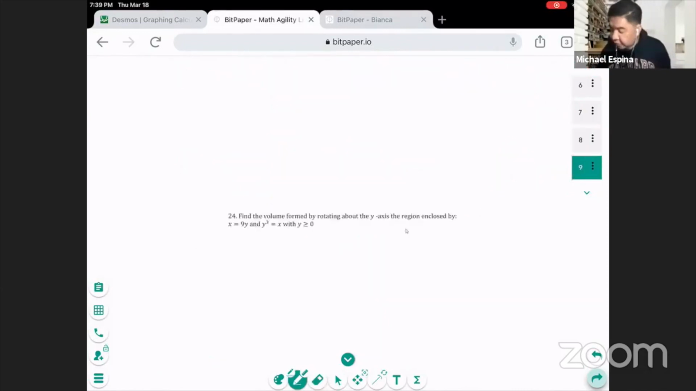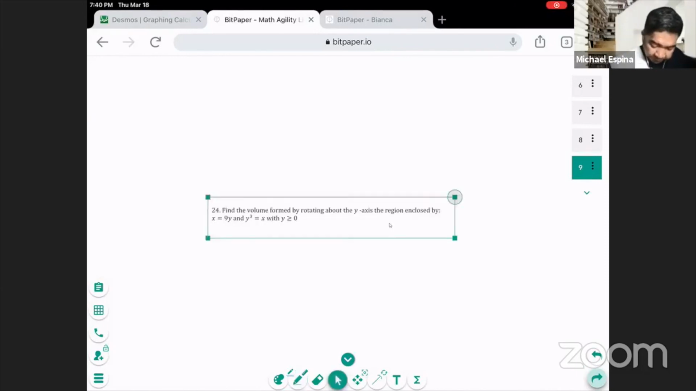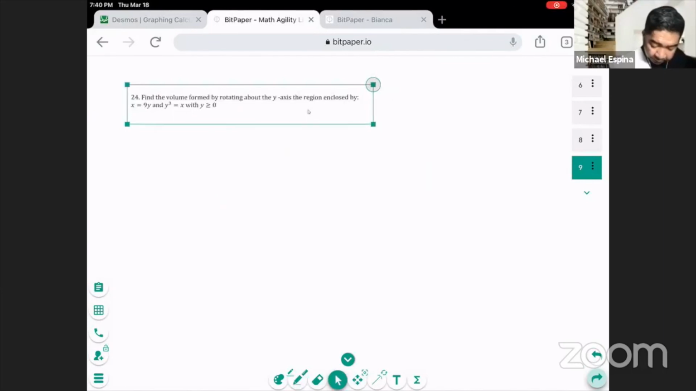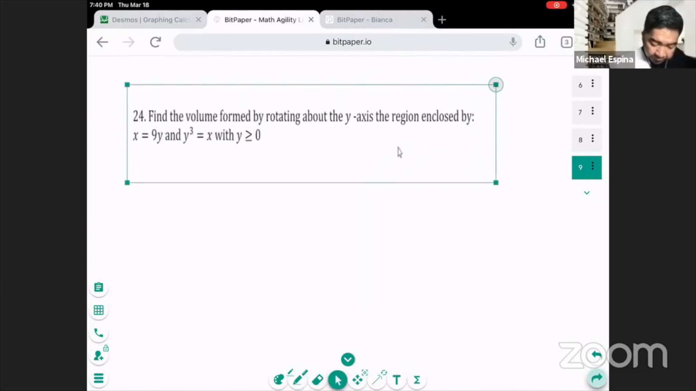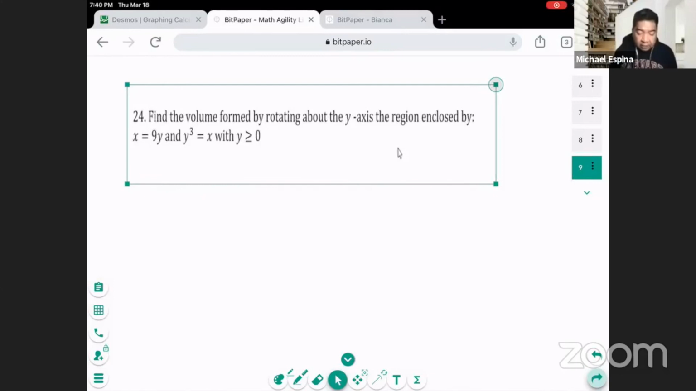Okay, last question. This is actually problem number 10, from Abby, a college student from Cebu, Philippines. So let's try to solve this. Find the volume formed by rotating about the y-axis the region enclosed by x equals 9y and y cubed equals x, and y is greater than 0.